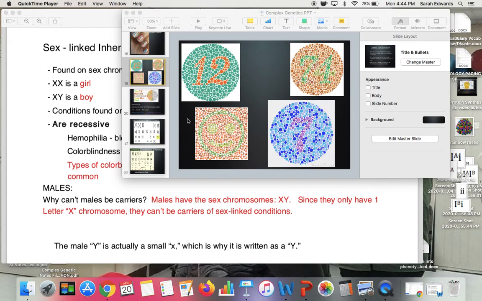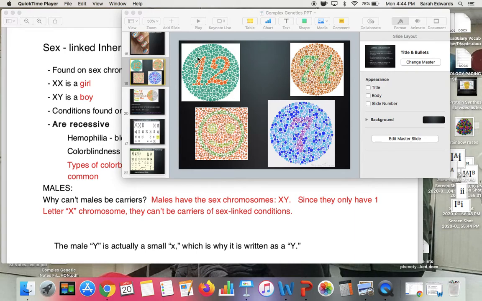Okay, so this is sex-linked traits notes, and we're going to start out by you guys taking a colorblind test. These are 4 different tests that test colorblindness, which is a sex-linked trait.